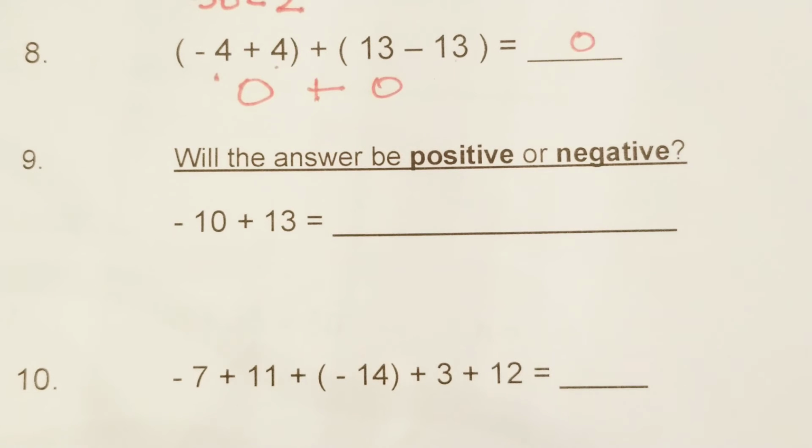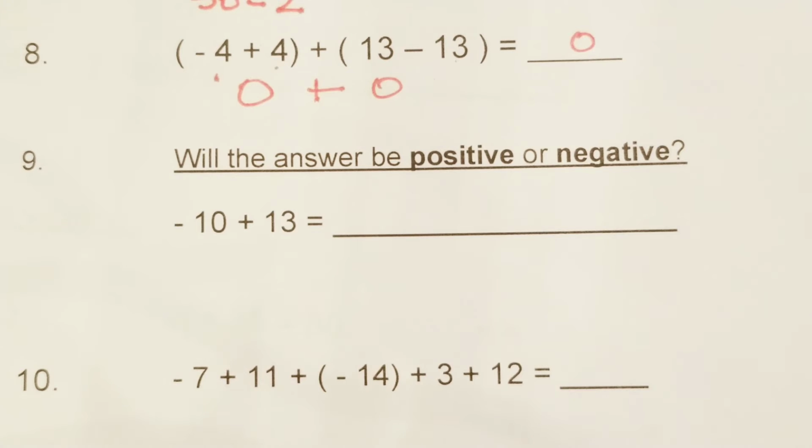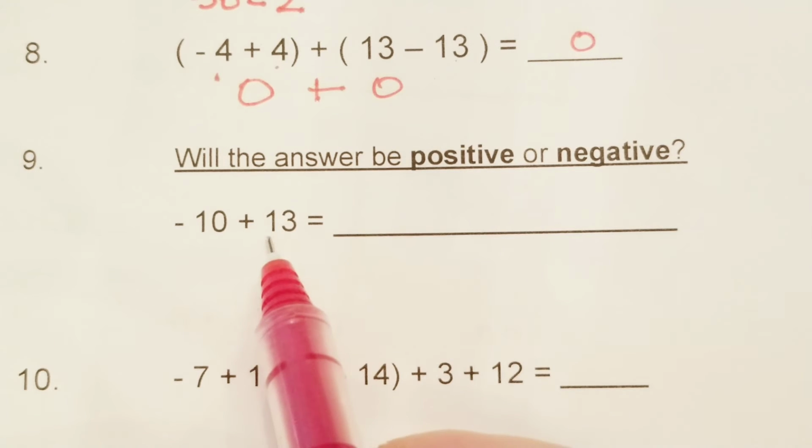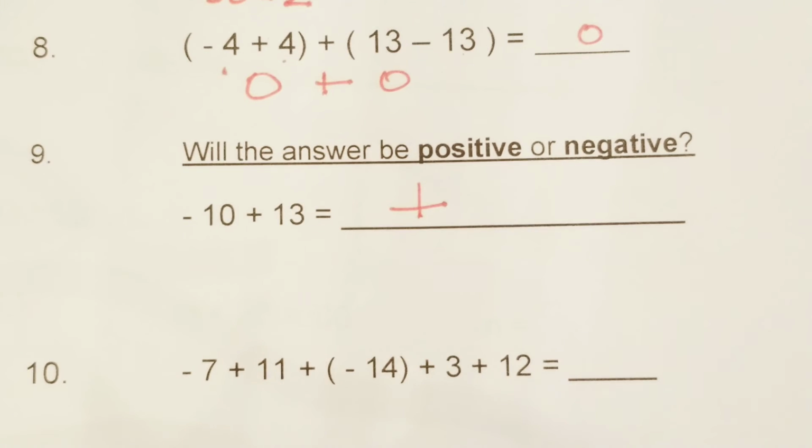Number 9, will the answer be positive or negative? We have a -10 plus 13. Again, let's sing the song. So different signs, subtract, okay? Keep the sign of the greater number. So our greater number is 13, so it's going to be positive. You can just put a plus sign, or you can write out positive.